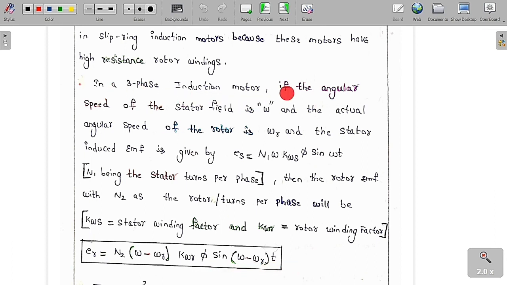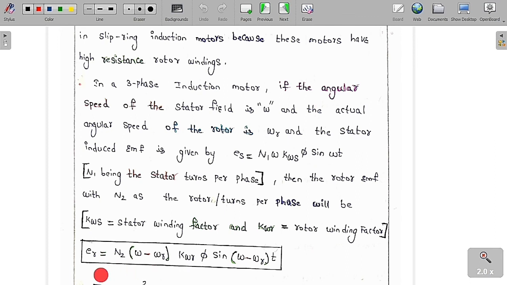In a three-phase induction motor, if the angular speed of the stator field is omega and the actual angular speed of the rotor is omega r, and the stator induced EMF is given by Es equal to N1 into omega into kWs into phi into sin omega t, where N1 is the stator turns per phase, then the rotor EMF with N2 as the rotor turns per phase will be, where kWs is called the stator winding factor and kWr is called the rotor winding factor, ER equal to N2, the number of rotor turns per phase, into the relative speed (omega minus omega r) into kWr into phi into sin of the relative speed difference (omega minus omega r) into t.